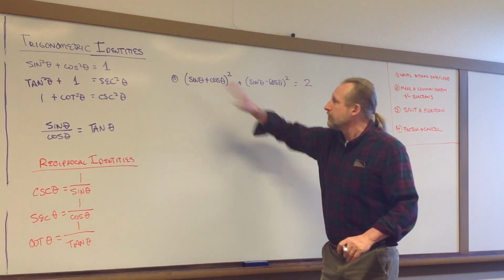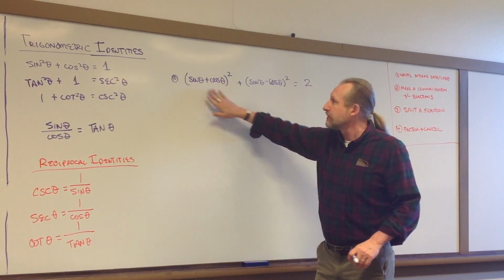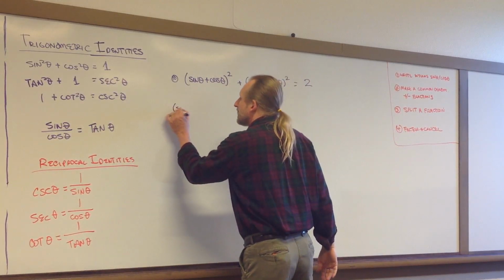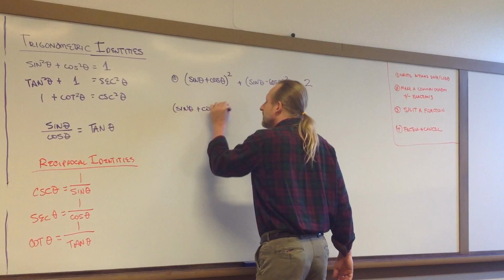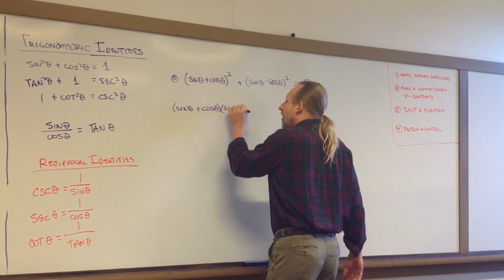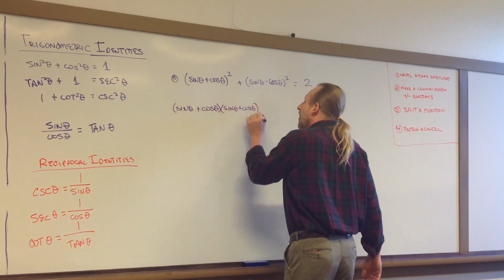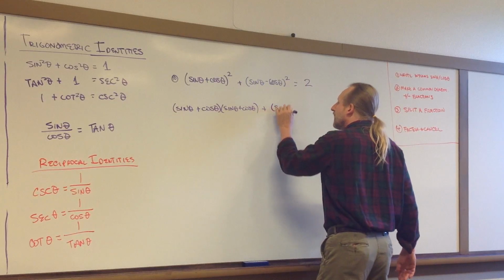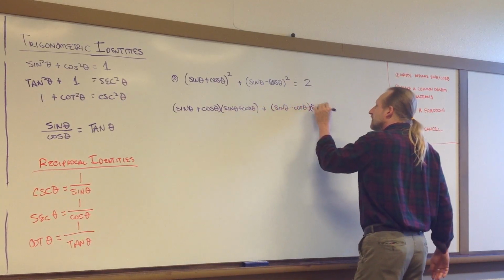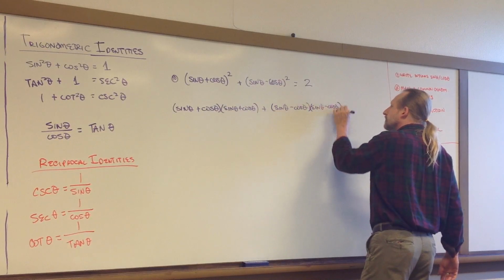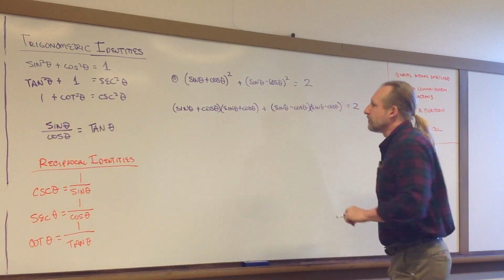And again, please don't tell me that this is going to be sine squared plus cosine squared. It's not. That's a mistake for algebra 1. Please don't make that mistake here. And then we'll have sine theta minus cosine theta times itself, and we want to show that that's equal to 2.